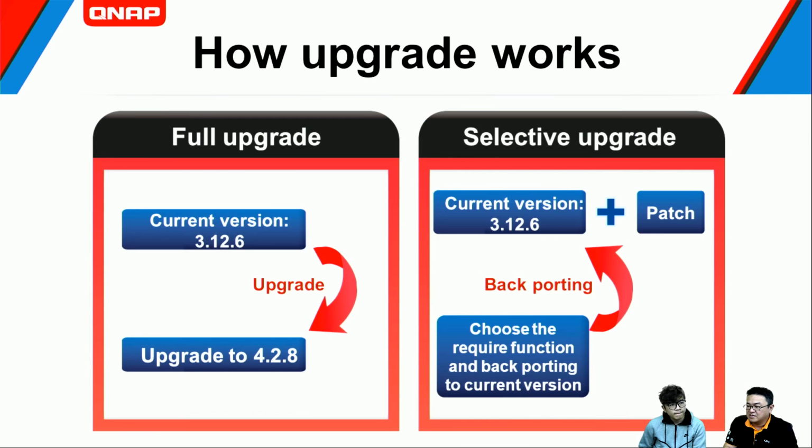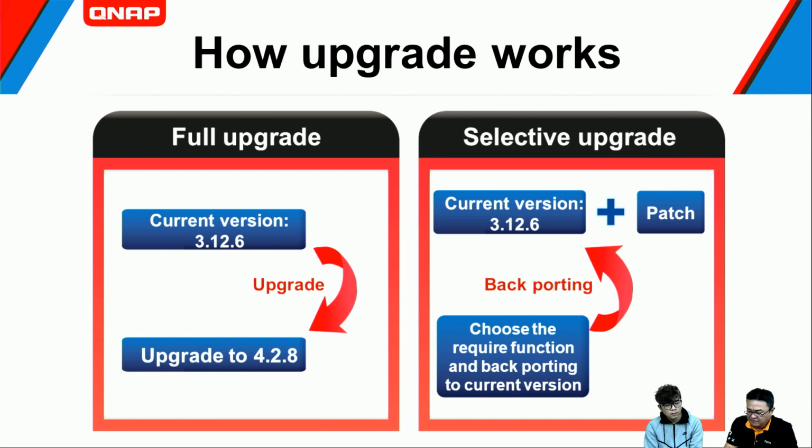Then for the next topic, I will introduce how to upgrade the system kernel. There are 2 major types of kernel update. First is called the full update. For example, right now the current version is 3.12, and we do the full upgrade to 4.2. This is called the full upgrade.